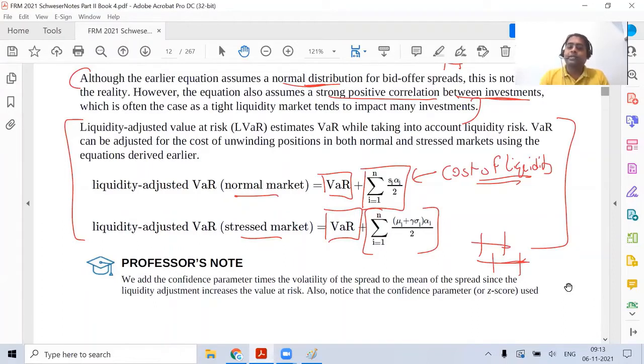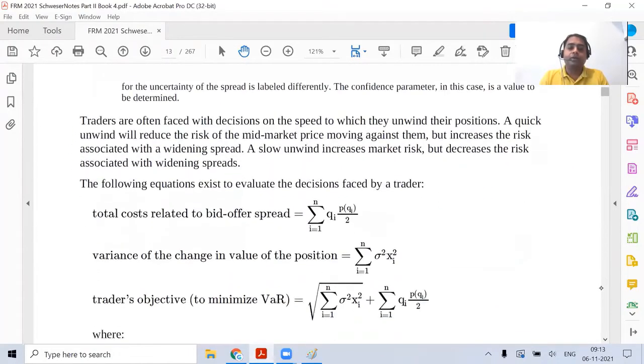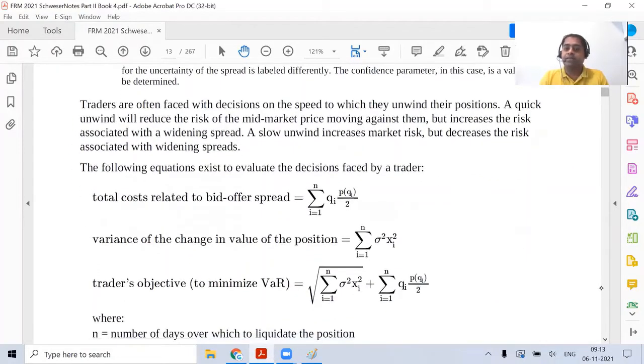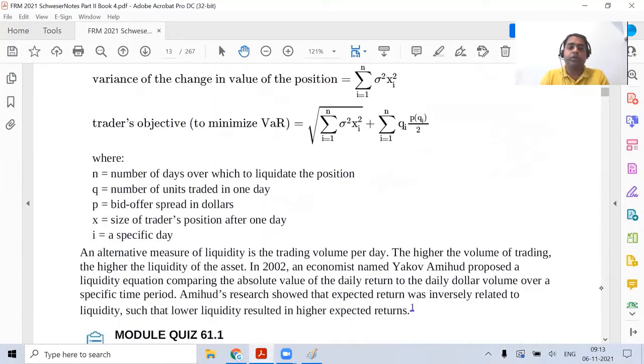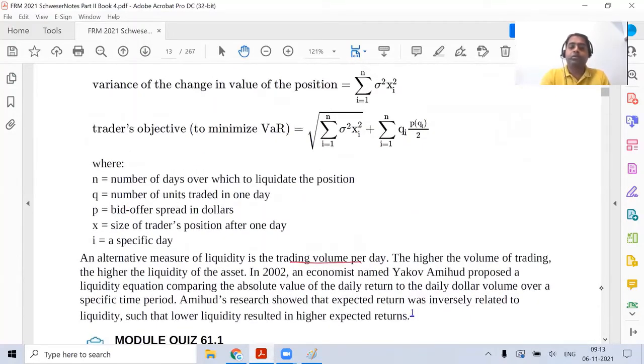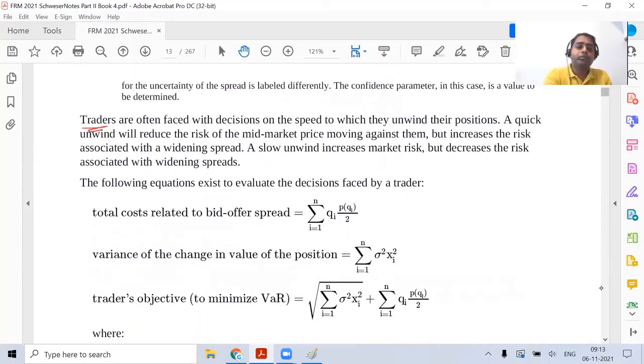Okay, let us go towards the next section, the further part. This is actually summarizing everything, but what they are trying to highlight is explicitly from the trader's perspective. There's one more point over here, trading volume per day. Let us go to this section and read this part.